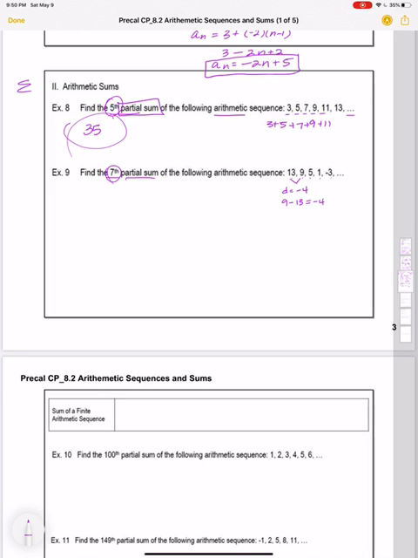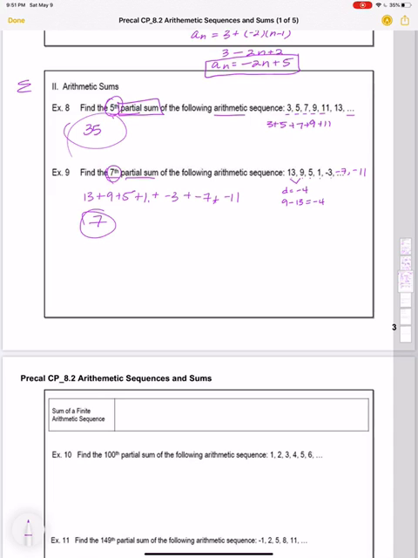So if that's negative 3, then you get negative 7, and then you get negative 11. All right, so to add those up, 13 plus 9 plus 5 plus 1 plus negative 3 plus negative 7 plus negative 11 gives us 7. Okay, so that is how you add them.